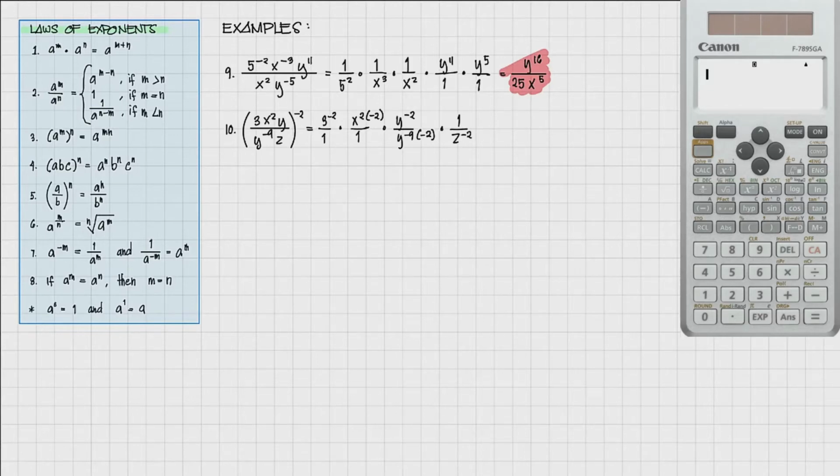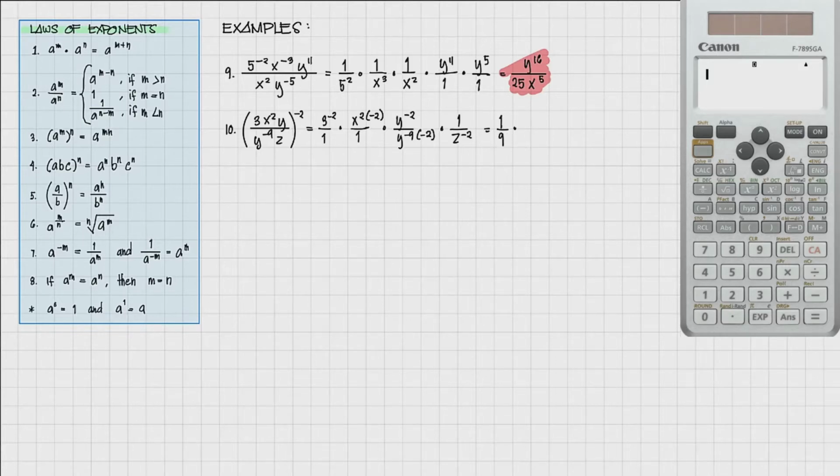So let's simplify these terms. So what happens when you have a negative exponent? When a is raised to negative m, that would be equal to 1 over a raised to m. So let's apply that. So you'd get 1 over 3 raised to 2, which is basically 3 times 3, 9, right? So let's change this to 9.